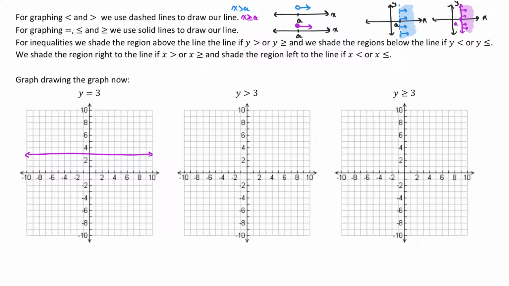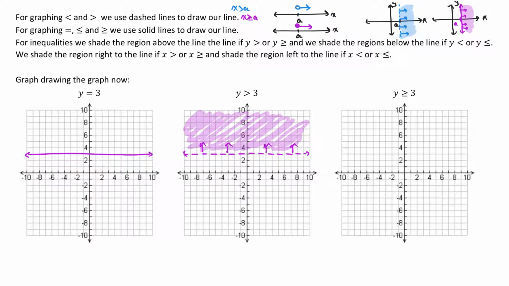And since it's not equal to, instead of using a solid line, I am going to use a dashed line, indicating y never actually equals 3, but equals all the values above it. So y could be 4, y could be 6, but y can't be negative 2 because it's always larger than 3. So I will use arrows going upwards indicating that that region needs to be shaded. Or alternatively, I could just shade it in.